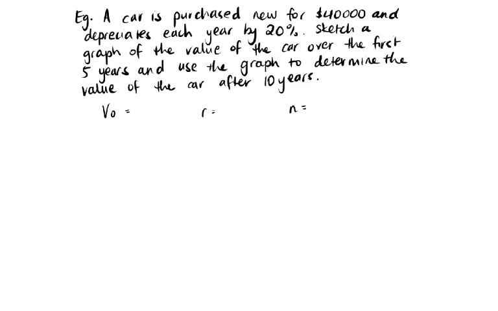So what we need to be able to do is actually use the declining balance method formula to draw a graph and to use that graph to find out what our salvage value is after 10 years. So we're not going to use the formula to calculate that. Instead, we're going to use the graph.